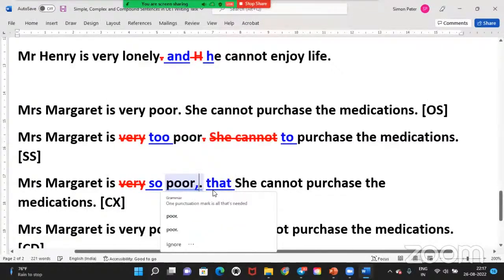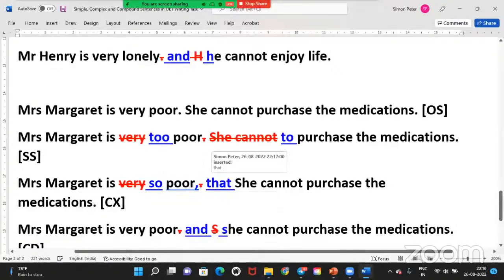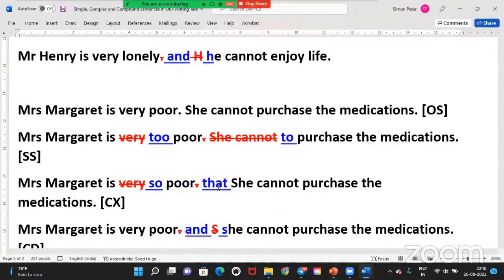Then the "she" should be in small letter. Yes, sir. Okay, Mrs. Margaret is so poor that she cannot purchase the medications. Very good. Right. Very nice.